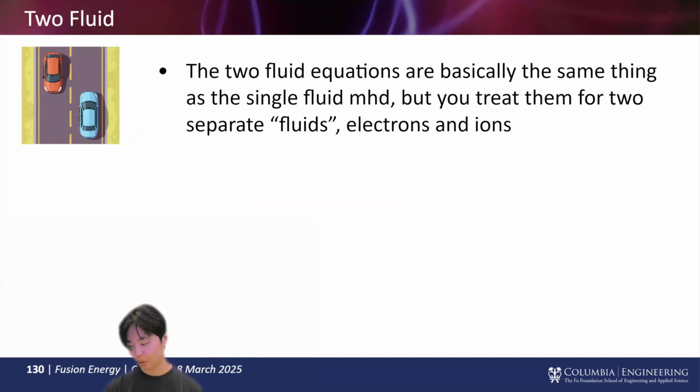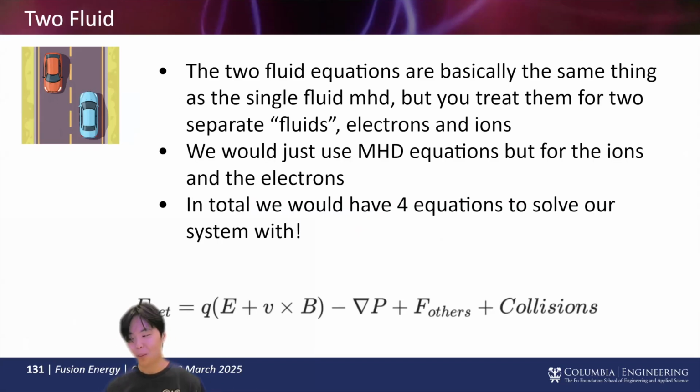So now going over what two fluid is, it's basically the same thing, but we treat two separate fluids, electrons and ions. So we basically use the MHD equations, but instead of just having two equations, we have four, because two of them are for the ions and two of them are for the electrons. So in total, we would have four equations to solve our system with.